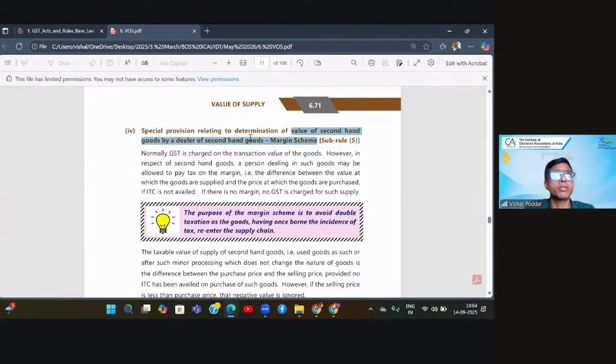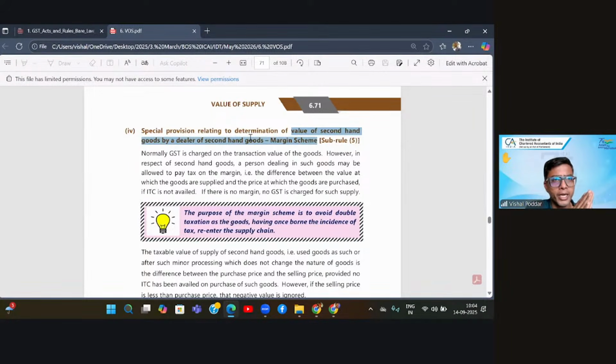As you find nowadays, second hand cars is a very flourishing business. You even find so many online apps, like True Value and Car Dekho, acting as second hand goods dealers. Now for them, what is the valuation rule? As you can see from the name, it is called the margin scheme.